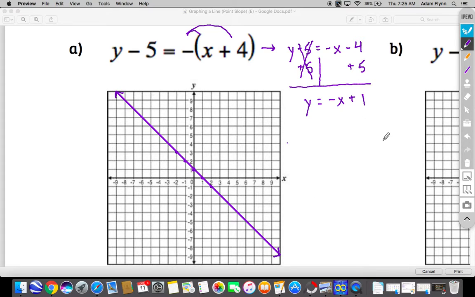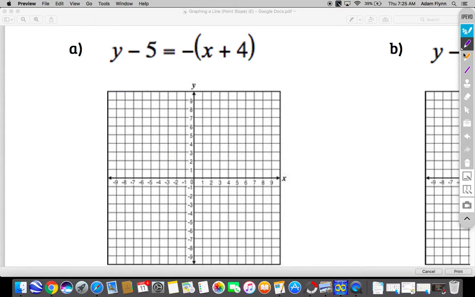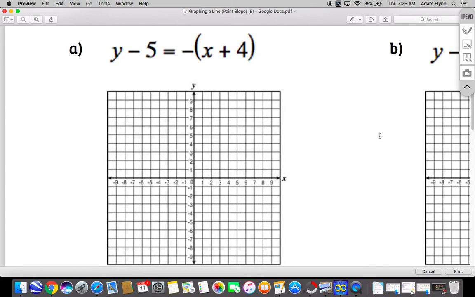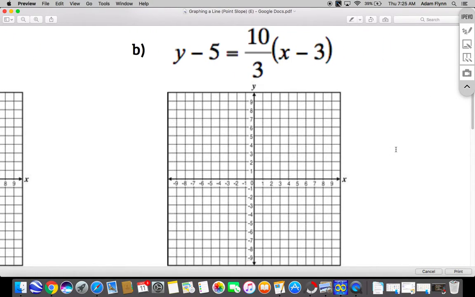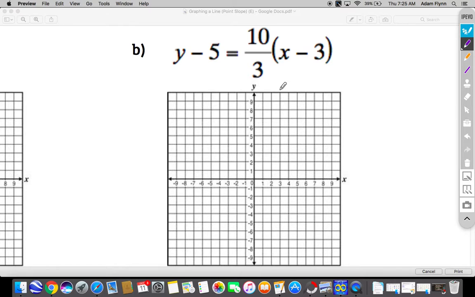Okay, pause the video if you need more time. I'm moving on to the second one. So letter B. I've got y minus 5 equals 10 over 3 times x minus 3. So first off, I'll get rid of the parentheses. So I'll distribute.